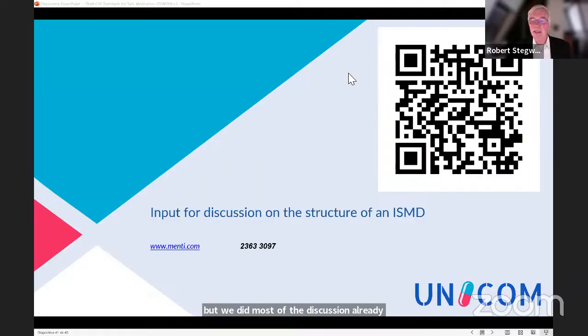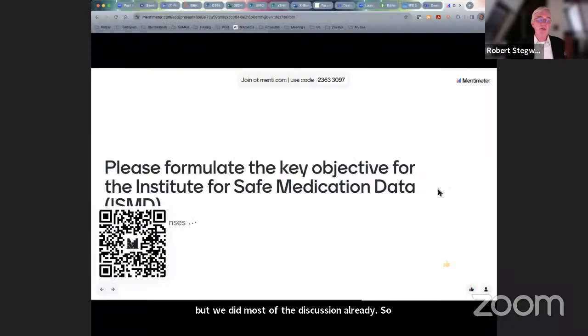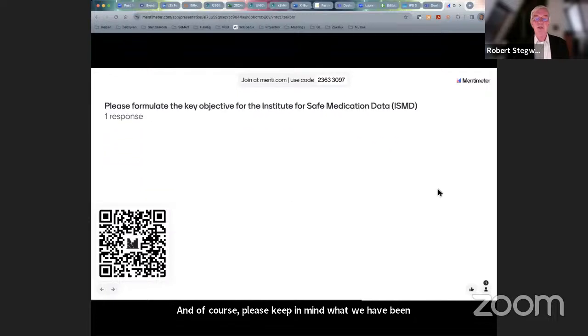So again, in the Mentimeter, the next question would be for the objectives of an institute for safe medication data. Again, it's just keywords to get the discussion going. And of course, please keep in mind what we have been doing, but there might be other objectives to look at.